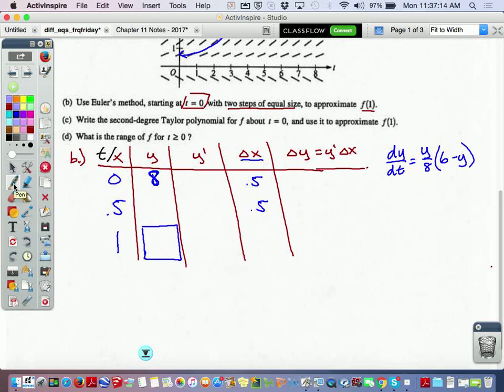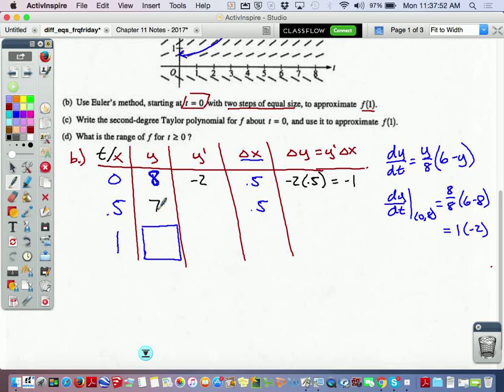Our first point is 0, 8. I got the 8 and the 1 confused. So our first y prime, dy dt, at the point 0, 8, I'd plug in 8 for y, I'd get 8 over 8 times 6 minus 8. And that would give me 1 times negative 2. So this first y prime would be negative 2. Then I multiply negative 2 times 0.5, and that gives me a negative 1. I take that negative 1 and add it to my y, and my new y value is 7.